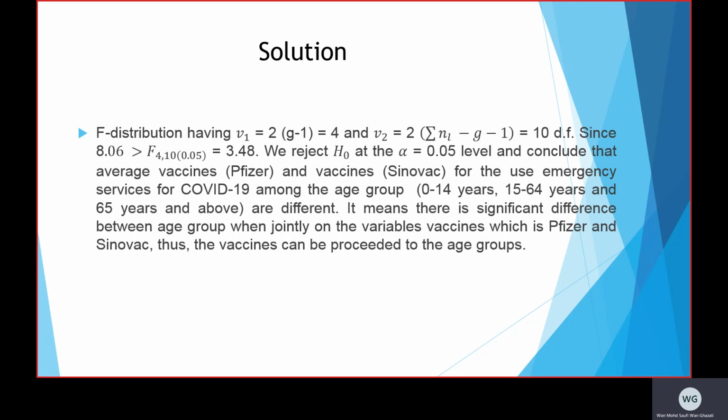vaccine Pfizer and vaccine Sinovac for the use of emergency services for COVID-19 among the age groups 0 to 14 years, 15 to 64 years, and 65 years and above are different. It means there is a significant difference between age groups when jointly considering the variables vaccine Pfizer and Sinovac. Thus, the vaccine can be proceeded to the age group.